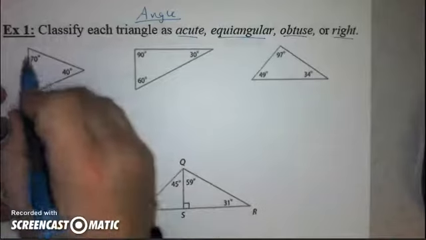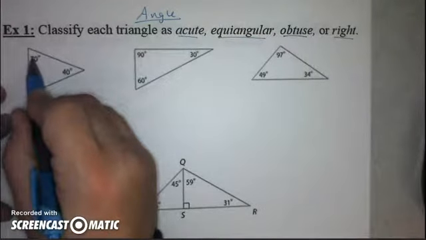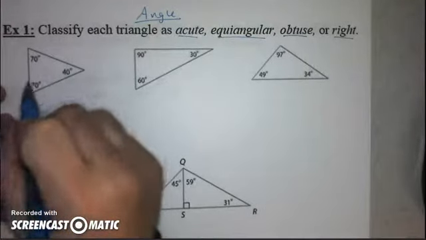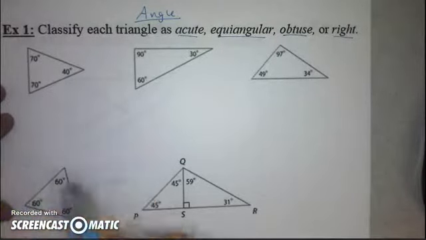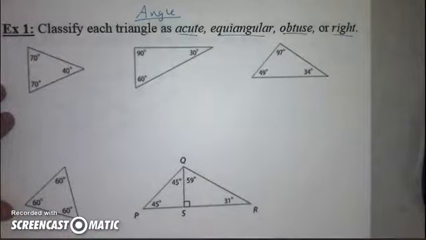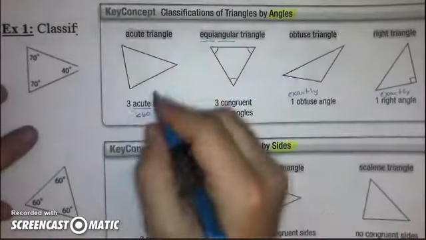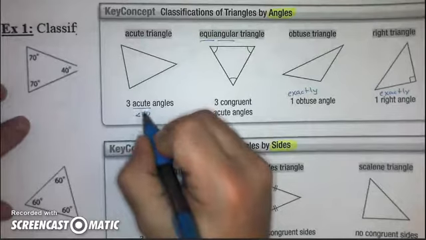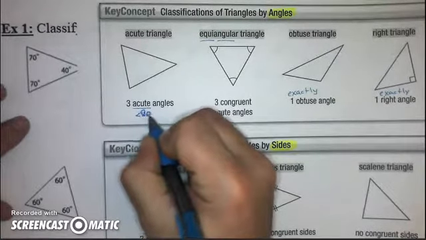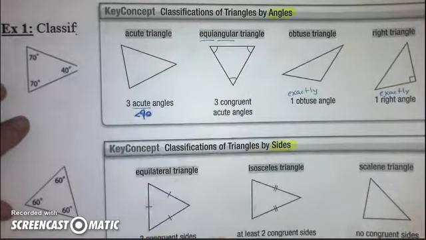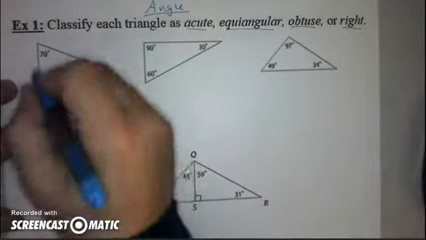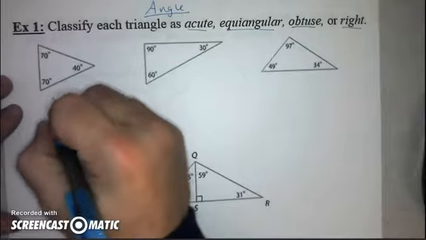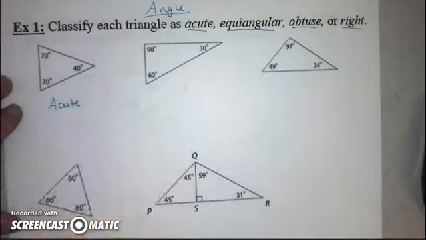So, in this example, we have angle measures of 70, 70, and 40. Since all three of those numbers are less than 90 degrees, and I just realized I made a mistake. Hopefully we can go back. I said acute angles are less than 60. I was wrong. Acute angles are less than 90. Let's get that fixed. Oops. All right, so since all of these are less than 90, this is an acute triangle.